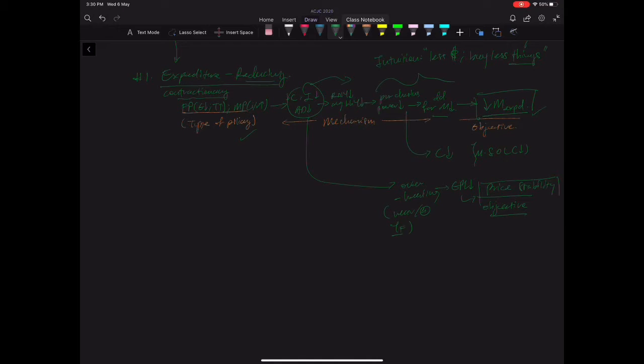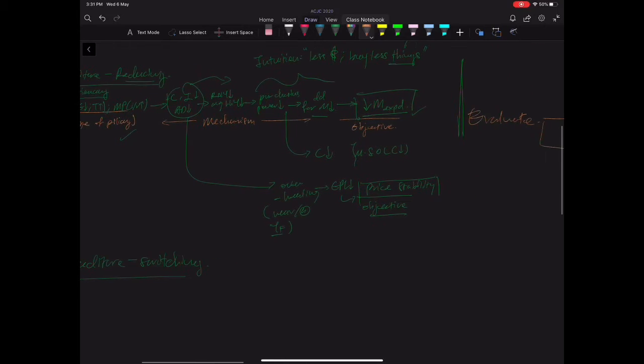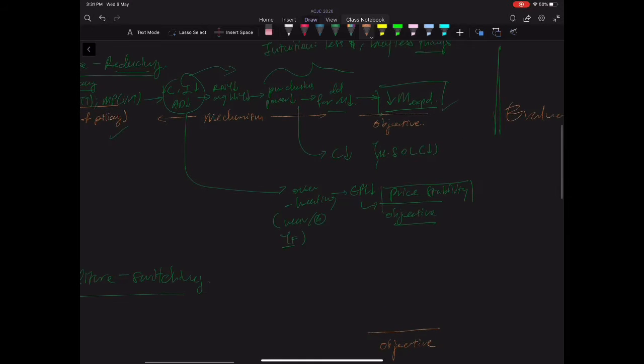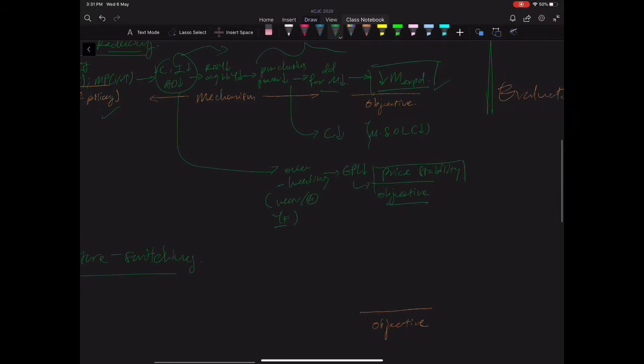Okay, so the next policy we'll cover in section 3 is expenditure switching policies. And what is the objective of the policy? It is still to improve your balance of trade by reducing your import expenditure. So that is the same as the previous objective, but the mechanism is a little bit different.